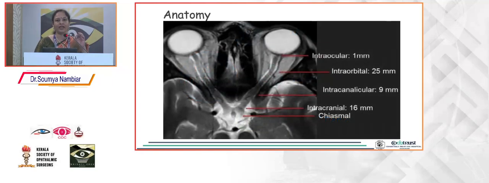Before knowing where, you should know that this compression can occur in different parts of the optic nerve. It could be intraocular, intraorbital, intracanalicular, or intracranial. Intraocular or something very near to the eye, you definitely may not miss because it will present with a disc edema, but something behind, that is when you have to be very cautious.